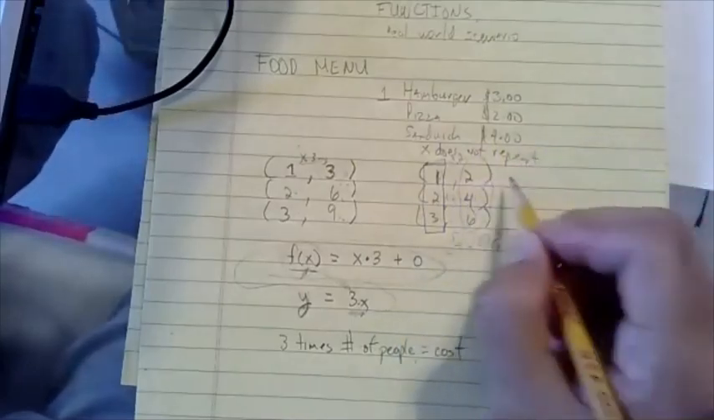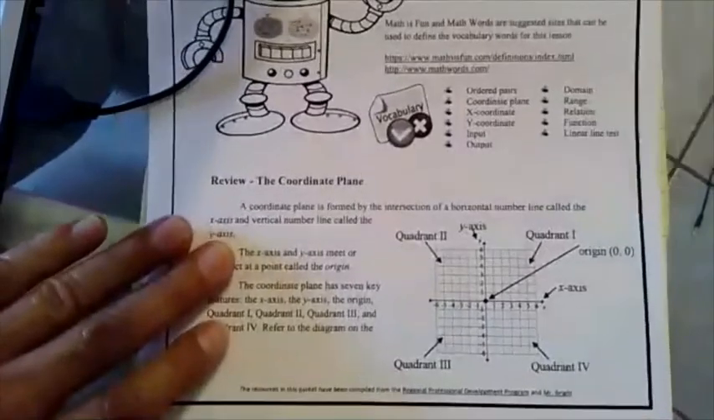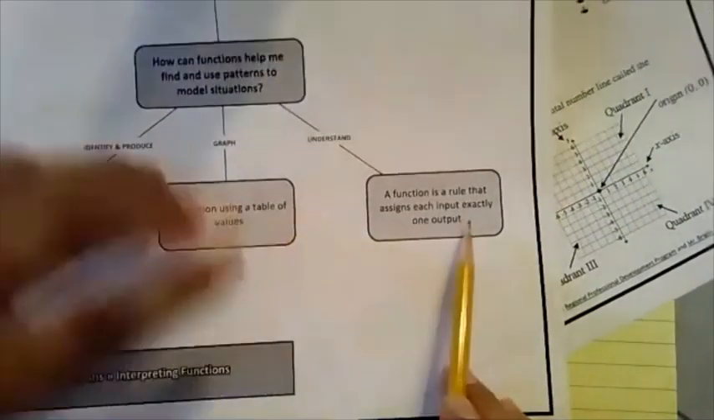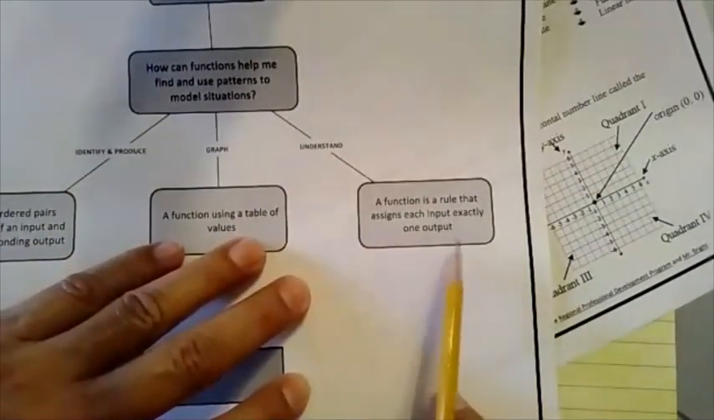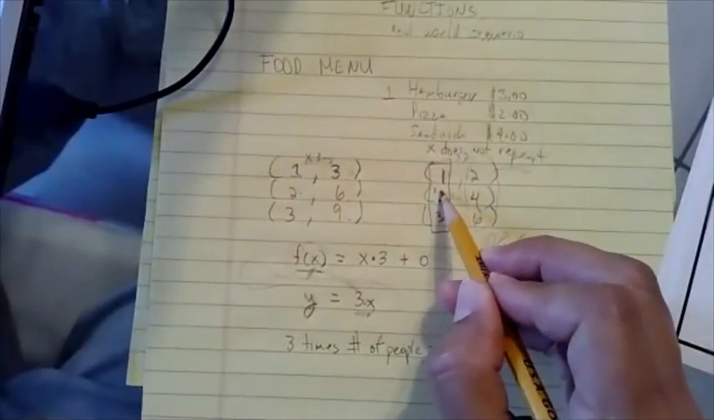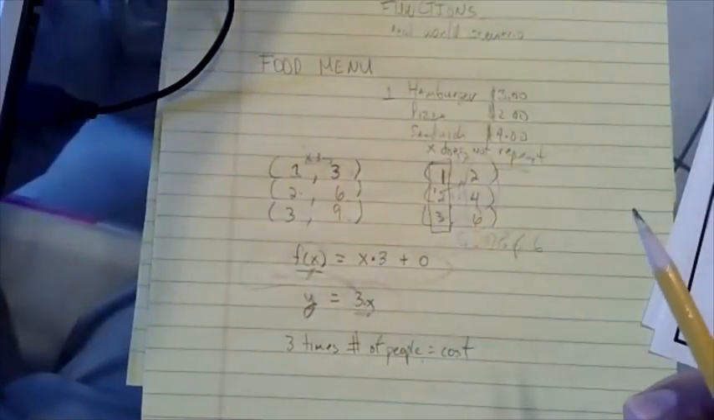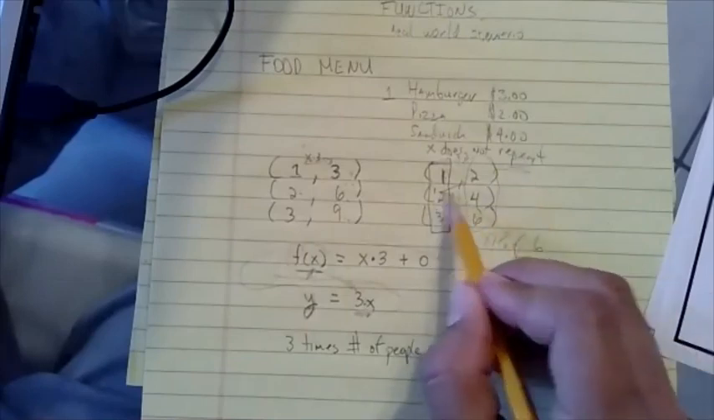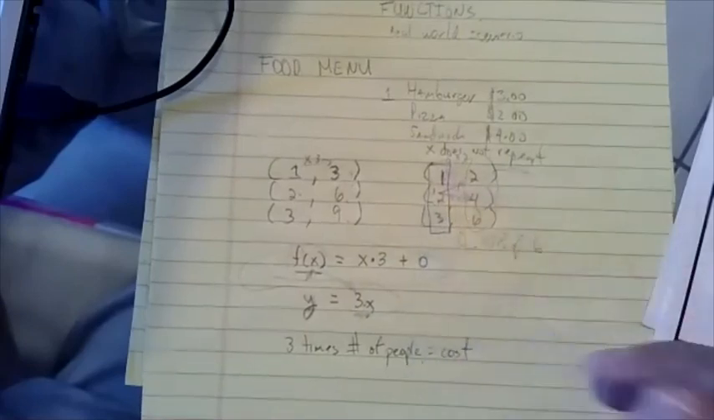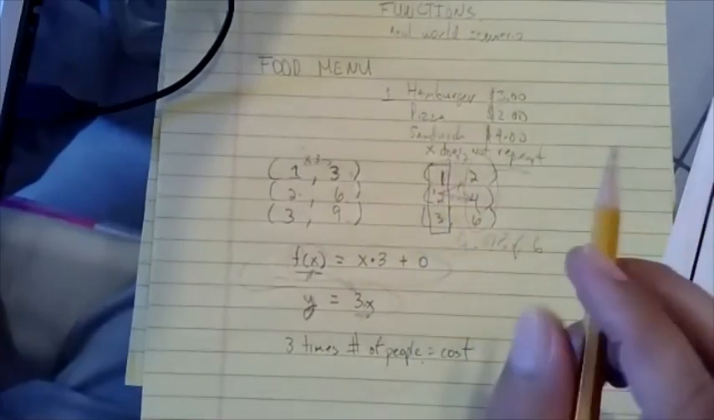Why is that important? Ooh, my handwriting is getting bad. It's time to end. Because we said at the very beginning, what is a function? A function is a rule that assigns each input exactly one output. So each input has to have one output. You don't have 2 inputs with one output. That does not exist, okay? You basically have to have 1 input, 1 output. So you should not see a repeating number, all right?